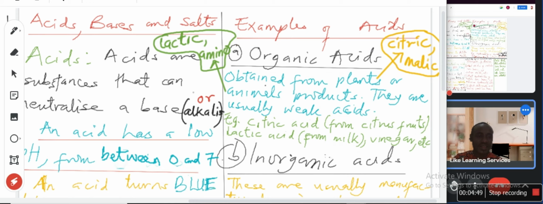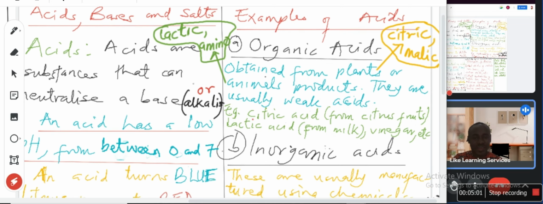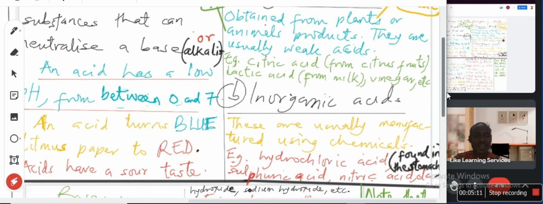Did you get that? Organic acids are obtained from what? From where? Organic acids are obtained from plants and animals. Examples are citric acid, found in fruits, citrus fruits, and lactic acid, like in milk, and also vinegar. They are usually weak acids.